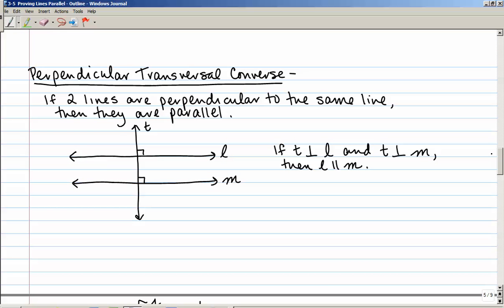And we also have the perpendicular transversal converse. We did have this one in section 3.2. So this says if two lines are perpendicular to the same line, then they are parallel. If line T is perpendicular to line L, and if line T is also perpendicular to line M, then L and M must be parallel to each other.